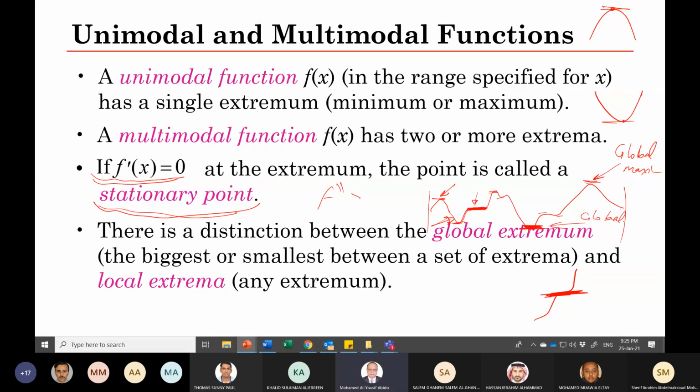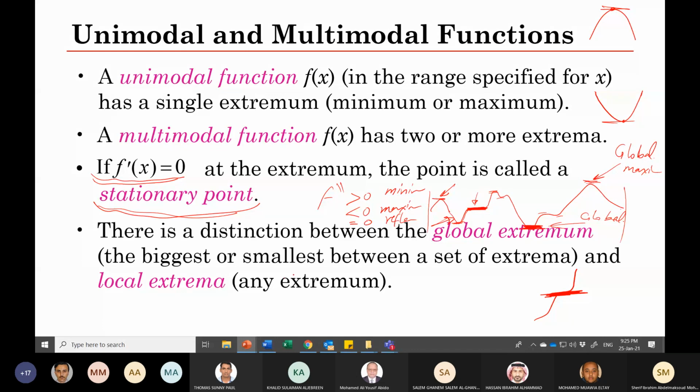If f double prime is greater than 0, this is a minimum. If it is less than 0, then it is a maximum. If it is equal to 0, then it is a reflection point.